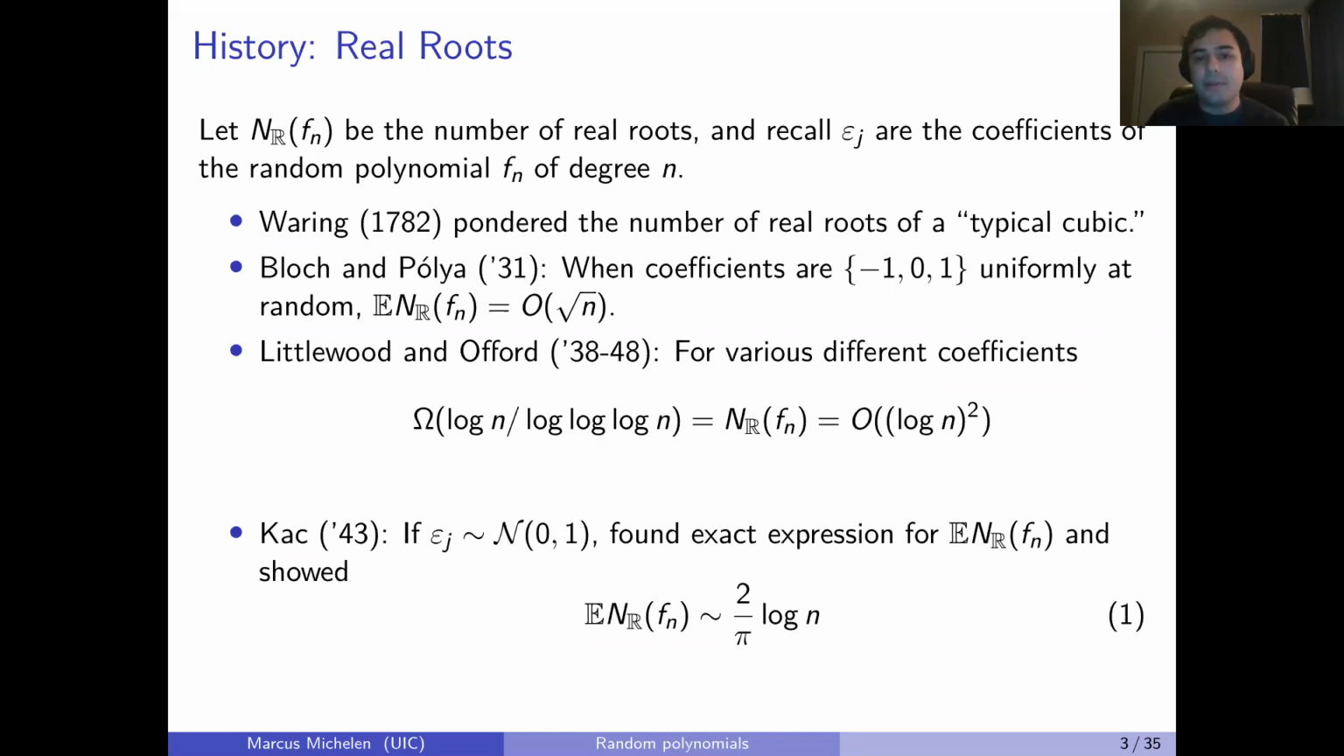This is sort of a quick history of how many real roots a typical polynomial has. Well, it's on the order of log n. So from here, people are really off to the races.